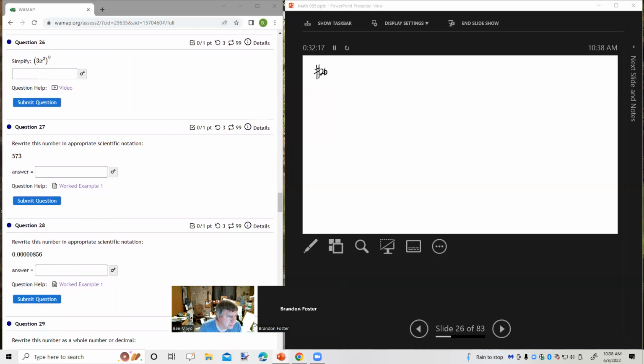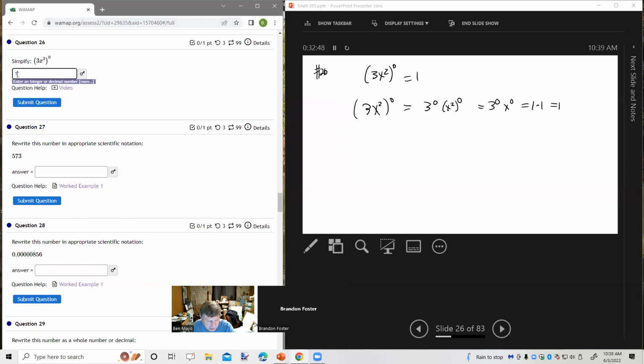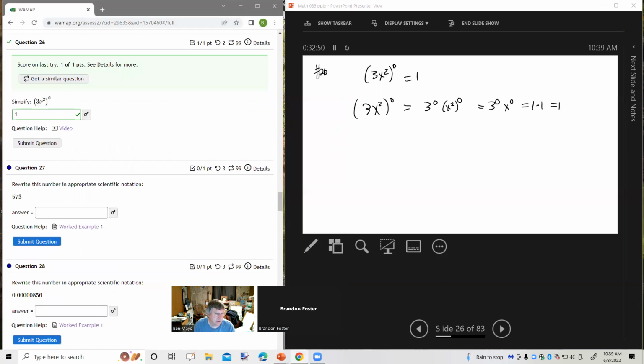Let's see here. Simplify the quantity 3x squared to the 0 power. That 0 on the outside applies to everything inside. So basically, I could just go right ahead and say the answer is 1. If you're not convinced of that, we could drag it out a little longer and say that's 3 to the 0 power times x squared to the 0 power, which is 3 to the 0 power times x to the 2 times 0, and 2 times 0 would be 0. So you'd get that, which is still 1. So any way you go about it, you should come up with just plain old 1 as the final answer.